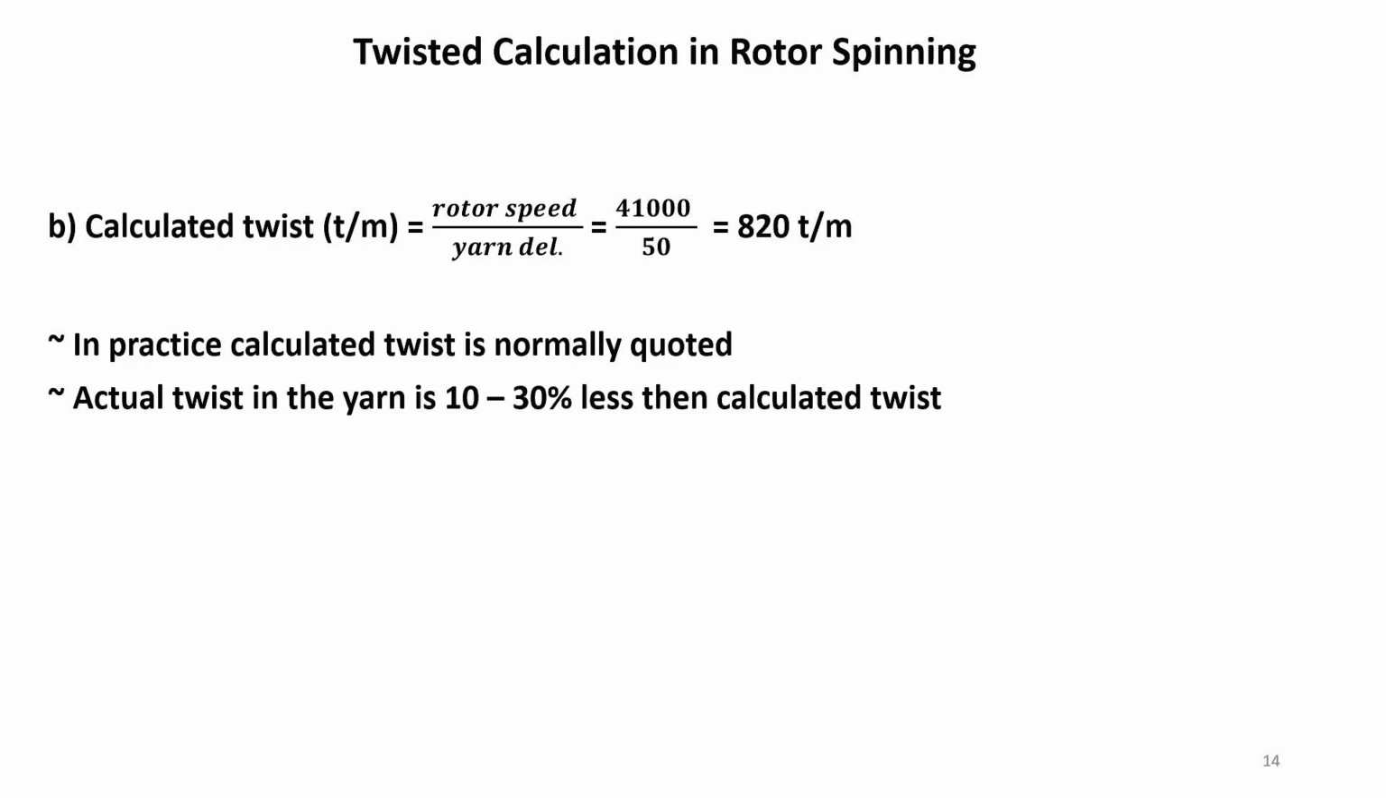And that is the calculated twist, which will be the rotor speed RPM divided by the yarn delivery speed. In practice, the actual twist in the yarn is 10 to 30% less than the calculated twist. The calculated twist we can calculate from the rotor speed and yarn delivery speed, which is known and in our control, but the actual twist in the rotor will be 10 to 30% less because of some slippage, but we do not report that.